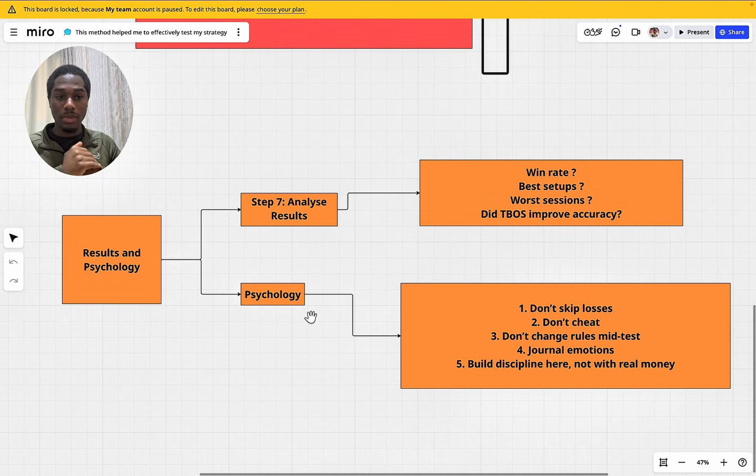So step 7, analyze your results. Analyze your win rate, your best setups and your worst setups, the best sessions and the worst sessions, and the TBOS, to improve your accuracy. This way you're able to lay out everything on the table and properly analyze it. Look, okay, this setup gave me the best win rate, this one didn't really have a good win rate, so I'm going to leave it. This one had the highest RR and the best win rate, okay, I'm going to double down on this one.